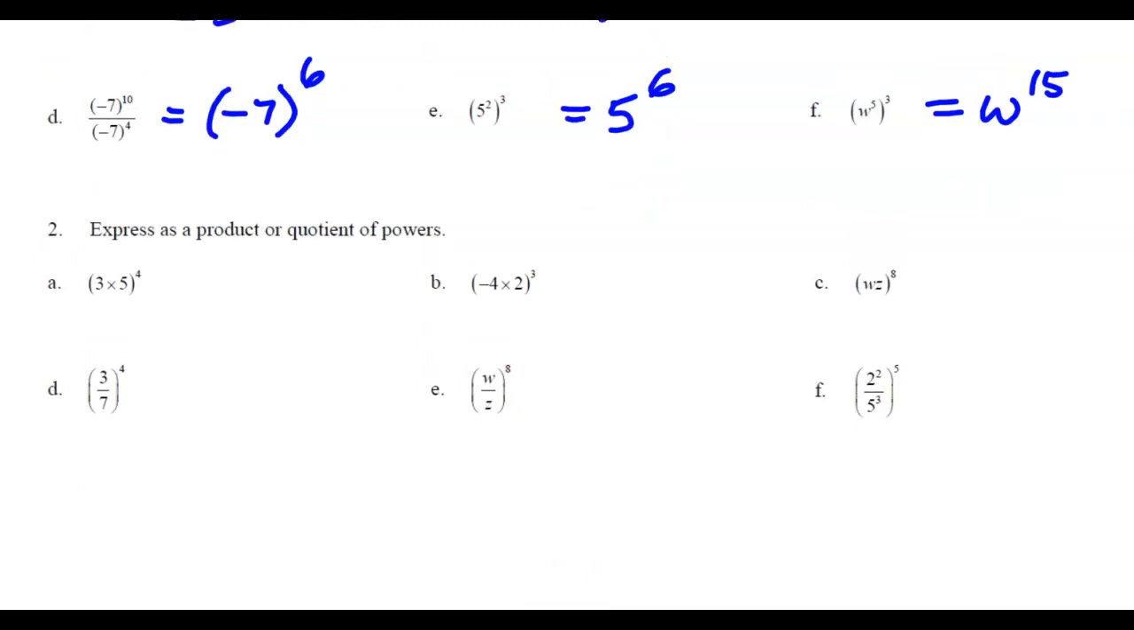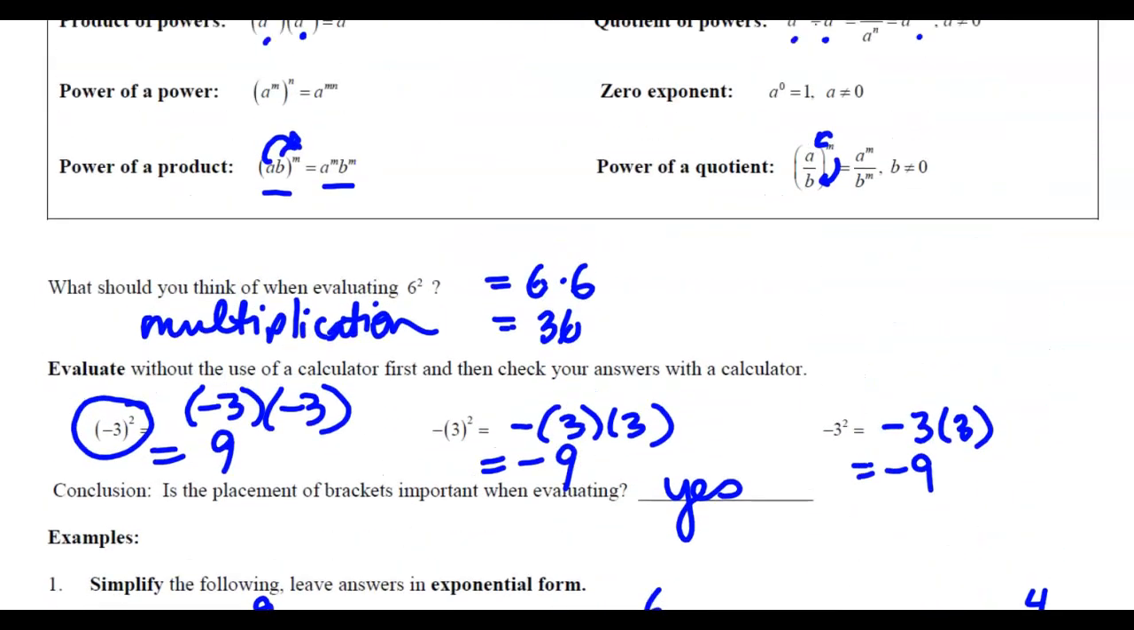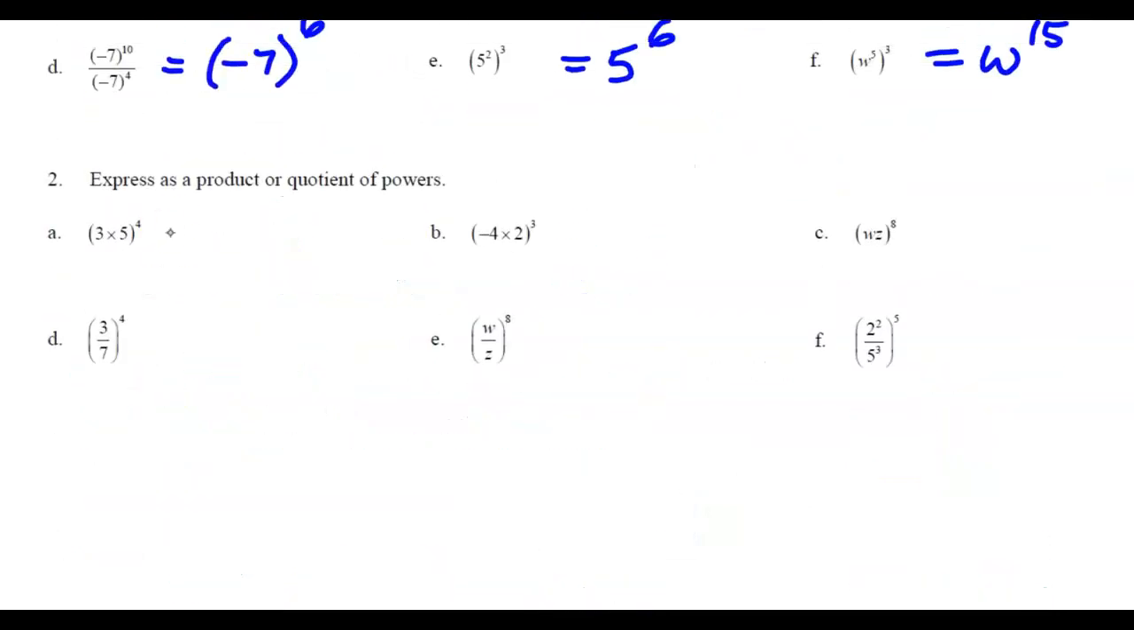Then it says express as a product or quotient of powers. So I'm going to use those laws that were at the bottom row of that chart. Okay, these ones here. So it's given in this form, I have to show it as a product of powers. Given as a fraction, show it as a quotient. So this means I'm going to show this as 3 to the 4th times 5 to the 4. Now, you might want to use just a dot to represent multiplication, just in case your multiplication looks like a variable x.